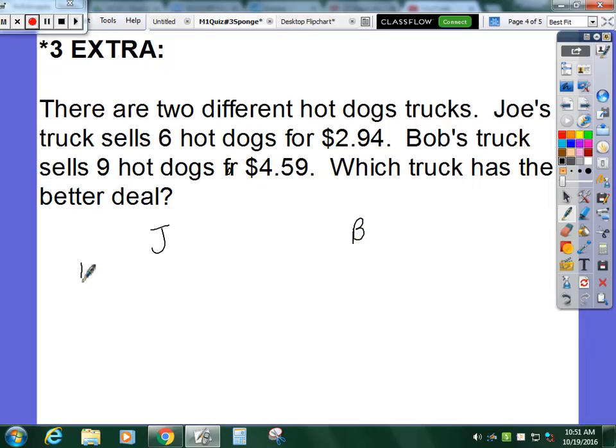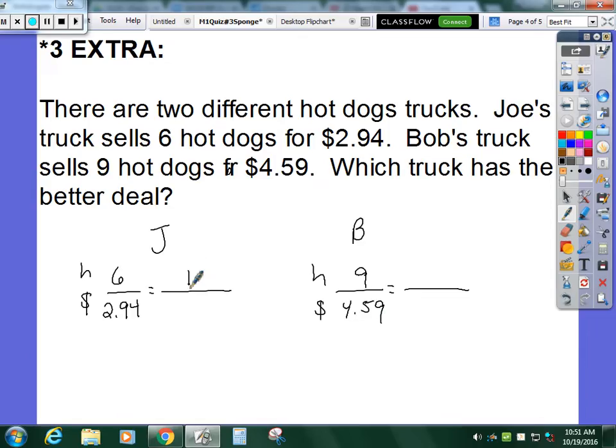You are comparing hot dogs to money for both of these trucks. Joe's truck sells 6 hot dogs for $2.94. Bob's truck sells 9 hot dogs for $4.59. So you want to see who has the better hot dog deal. Well, you can't compare them now. They are selling two different hot dog amounts. So scale it down to unit rate or price per one hot dog.